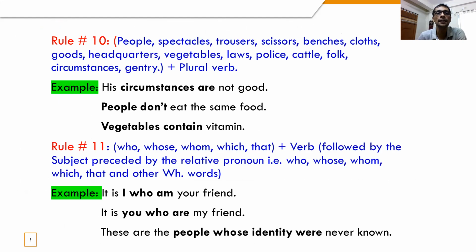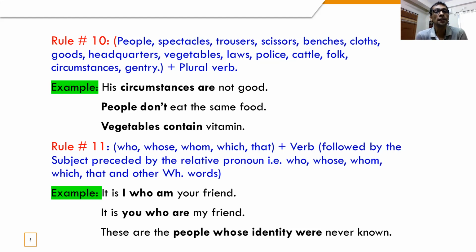Okay, rule number 10 now. People, spectacles, trousers, scissors, benches, clothes, goods, headquarters, vegetables, laws, police, cattle, folk, circumstances, or gentry are always followed by a plural verb, not singular this time. So look at the example. His circumstances are not good.